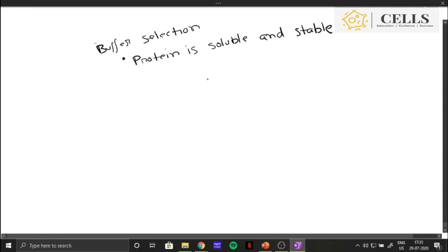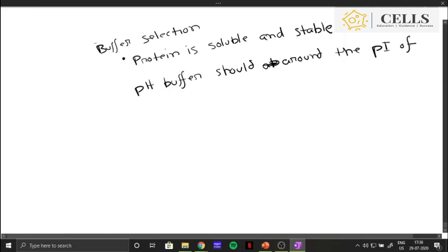Generally, we don't change the buffer much. For example, the pH of the buffer should be around the pI of the protein. It should not be the same. It should be slightly more or slightly less than the pI of the protein.